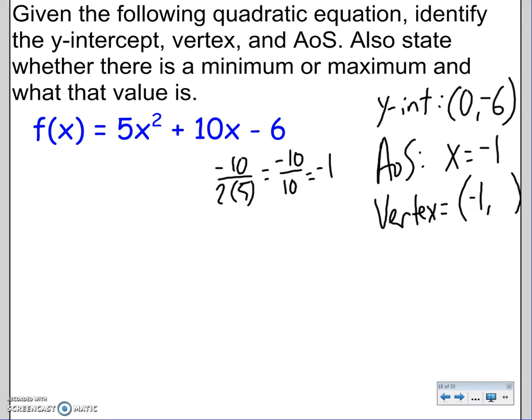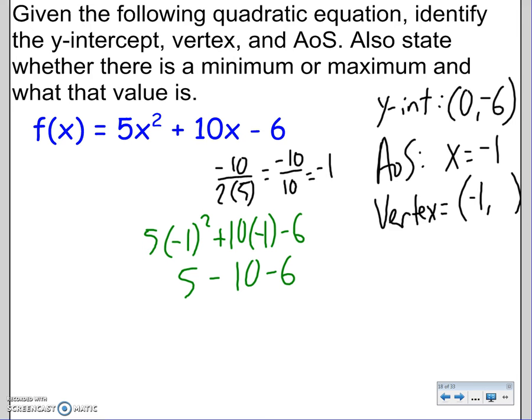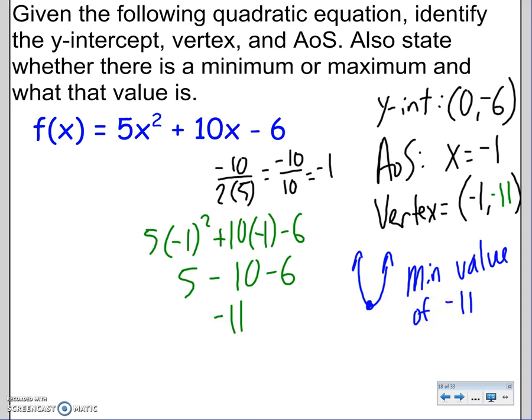Y, we've got to plug it in. So 5 times -1 squared plus 10 times -1 minus 6. You could put that in the calculator, but that is 5 minus 10 minus 6, -16 plus 5 is -11. All right, with that information, you can tell me minimum or maximum. It's a regular u, so it looks like this. That has a minimum, a bottom point. Minimum value of -11.